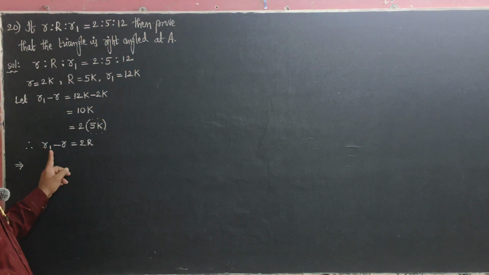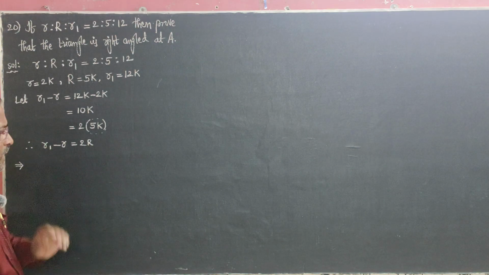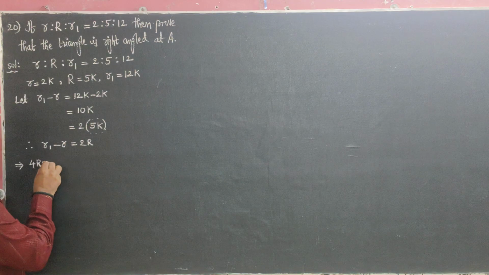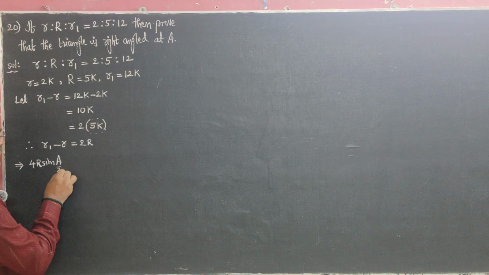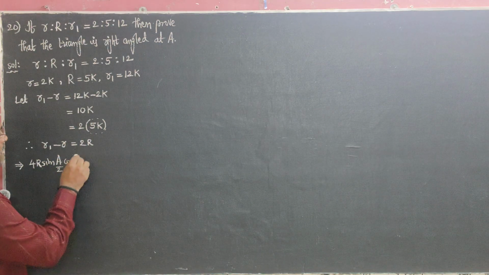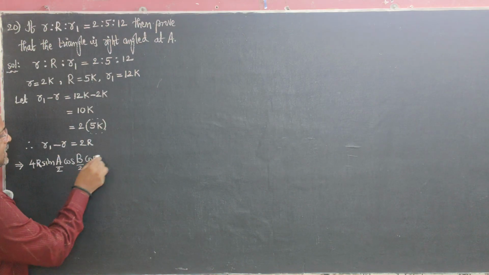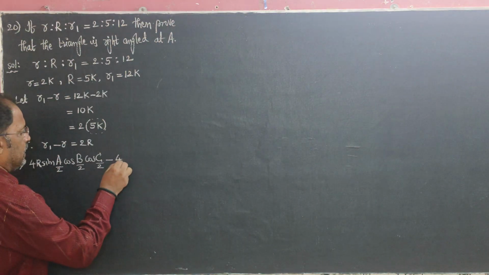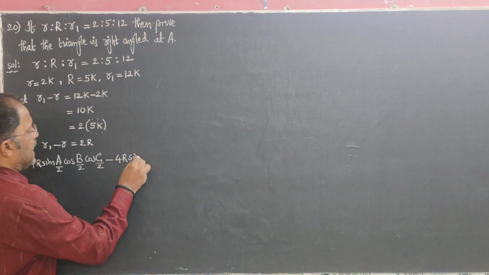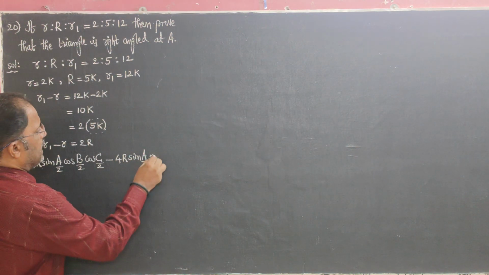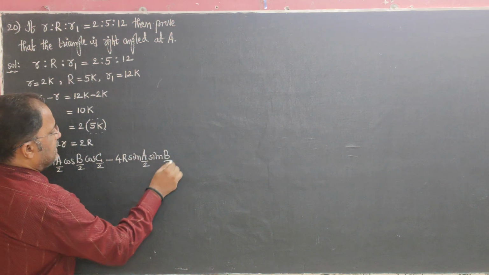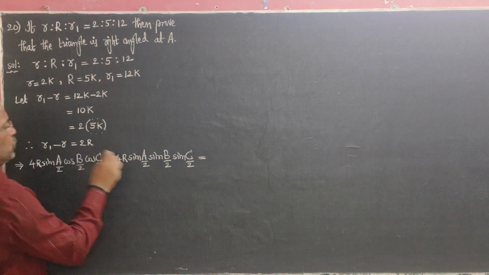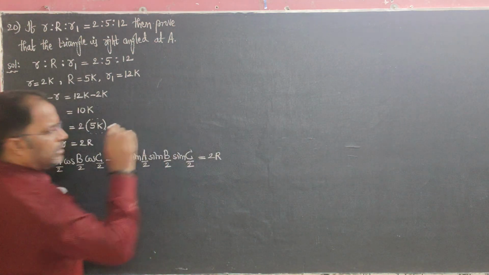Now small r1 value. Small r1 means first one sine, remaining cos. Okay. So 4R compulsory. 4R sin A by 2, first one sine, remaining cos, means into cos B by 2 into cos C by 2. Clear? And minus small r value: total sine terms including the 4R. 4R sin A by 2 into sin B by 2 into sin C by 2 equals 2R. Clear? Okay.